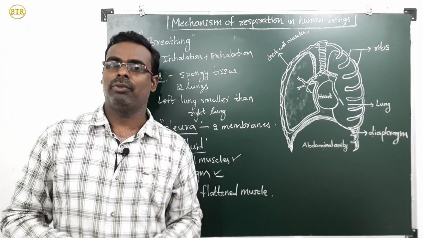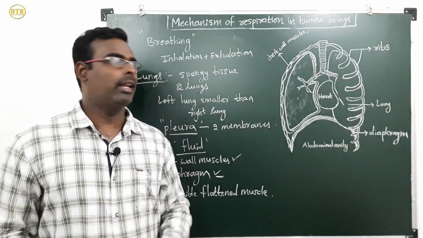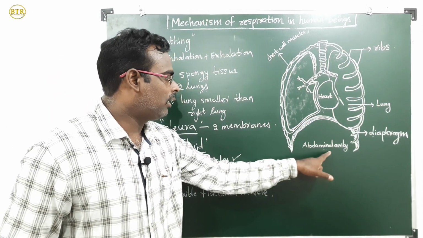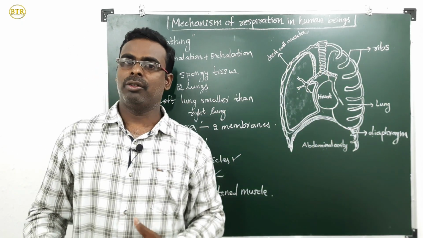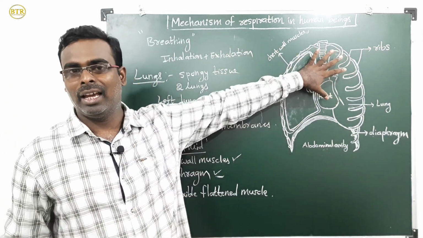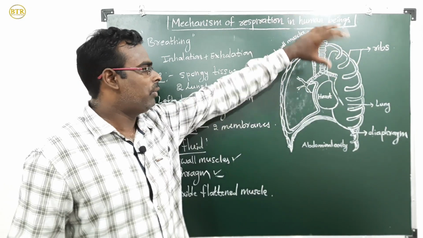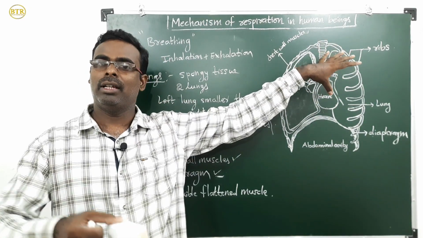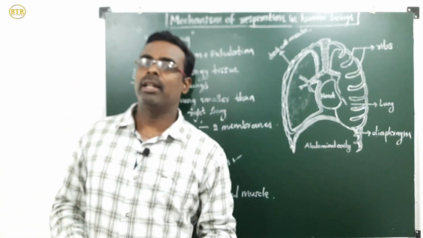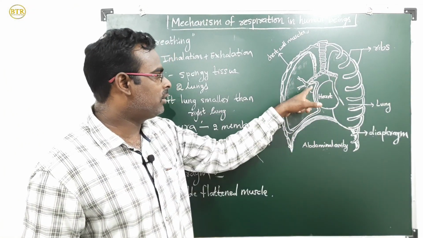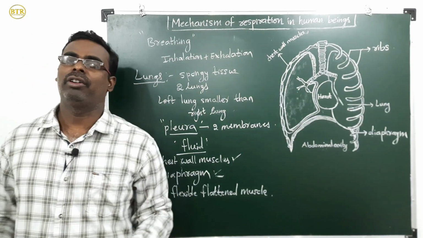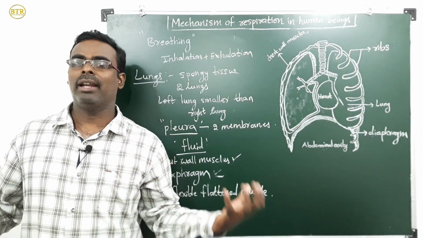What is the importance of the diaphragm? The diaphragm plays a main role in respiration of human beings. Here the diaphragm is separating two cavities. In the stomach part we have the abdominal cavity. In the chest, the empty place is called the chest cavity or thoracic cavity. These two are separated by a flexible muscle called the diaphragm. The diaphragm can contract, and the diaphragm can relax.